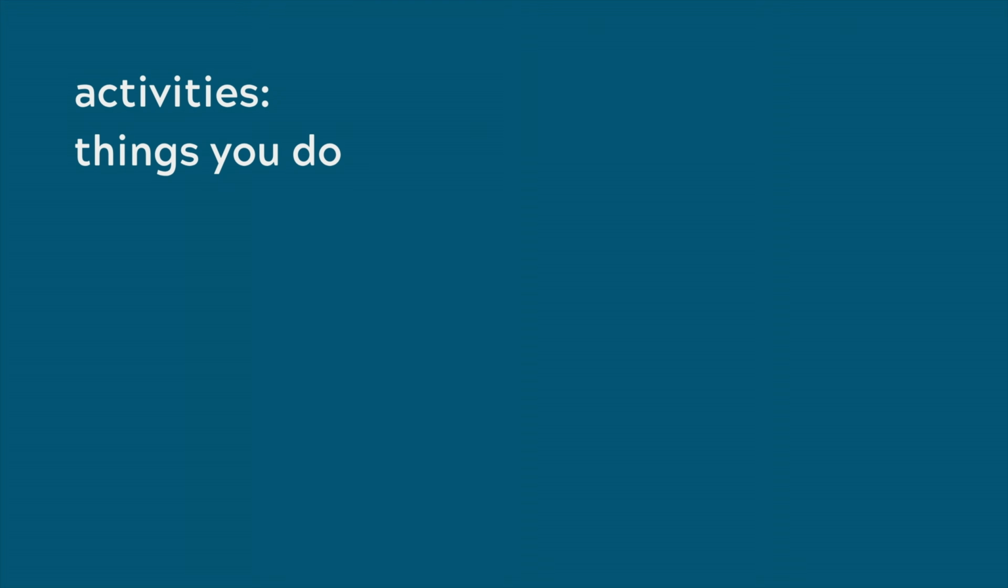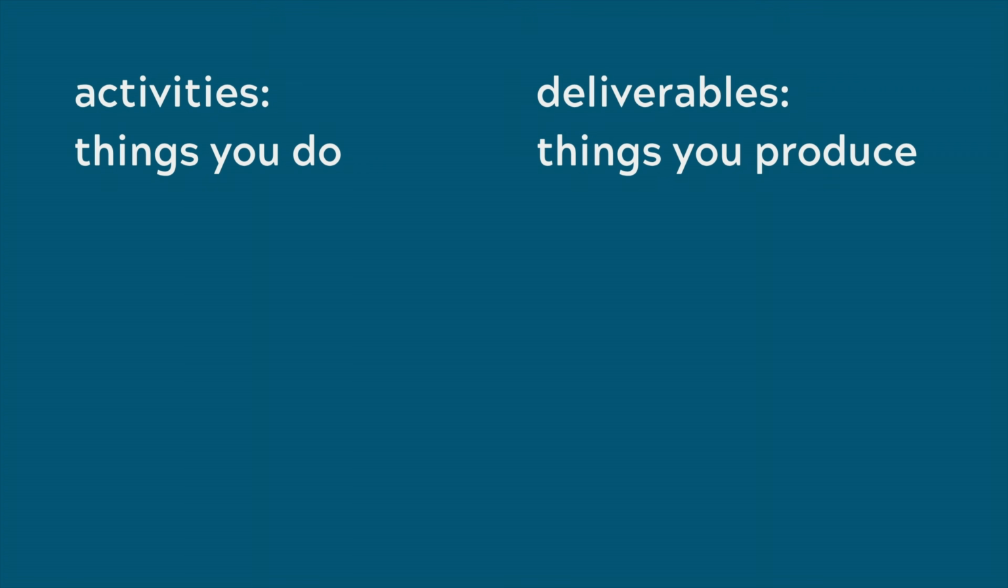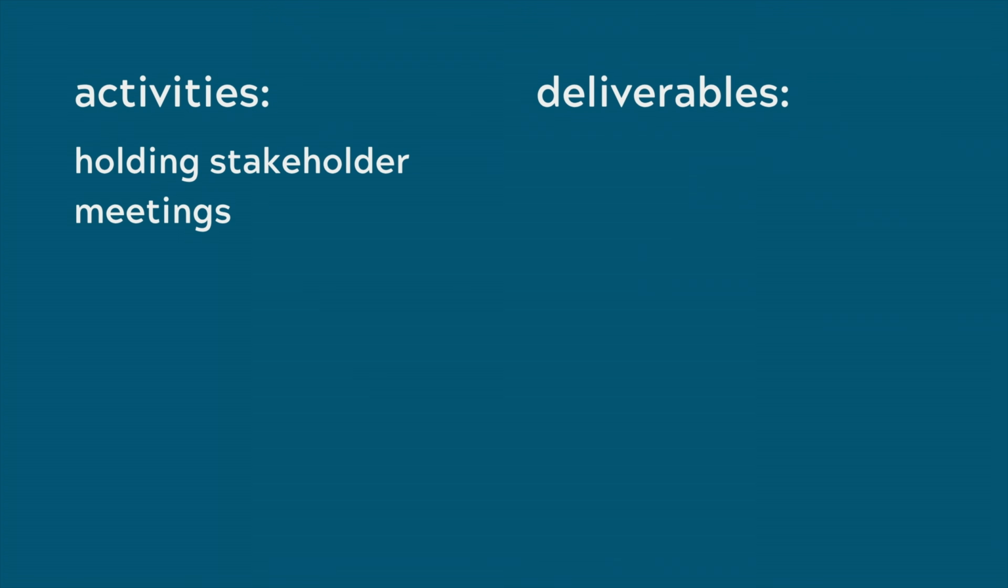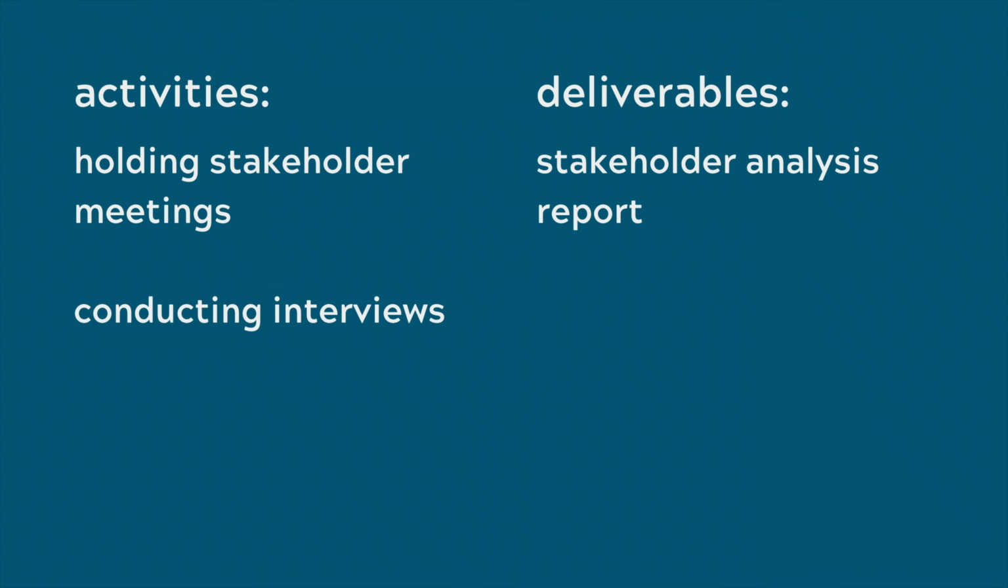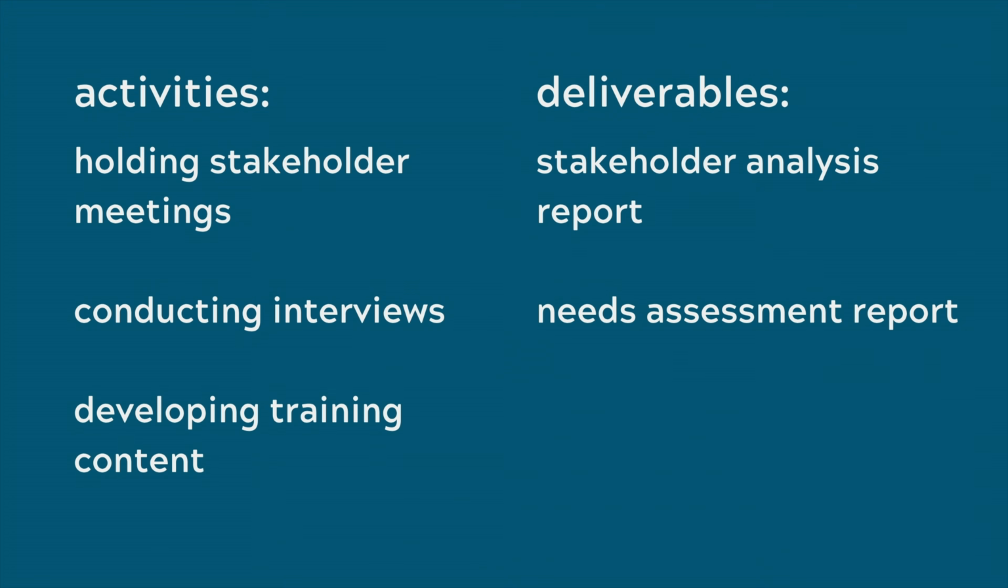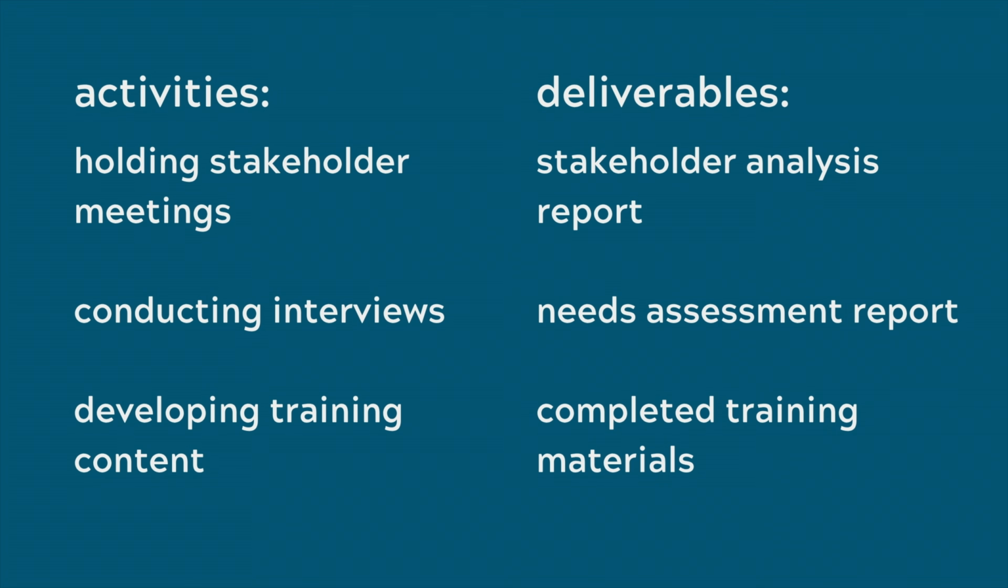One of the most common mistakes I see is people confusing activities with deliverables. Activities are things you do, and deliverables are things that you produce. For example, holding stakeholder meetings is an activity. A stakeholder analysis report might be a deliverable. Conducting interviews is an activity. A needs assessment report is a deliverable. Developing training content is an activity. The completed training materials are the deliverable.